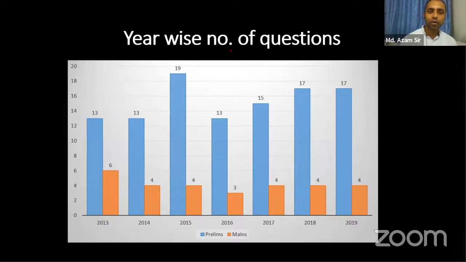If we see the number of questions that have been asked in the last couple of years in prelims as well as mains, the blue bar you can see is of prelims and the orange one is of mains.